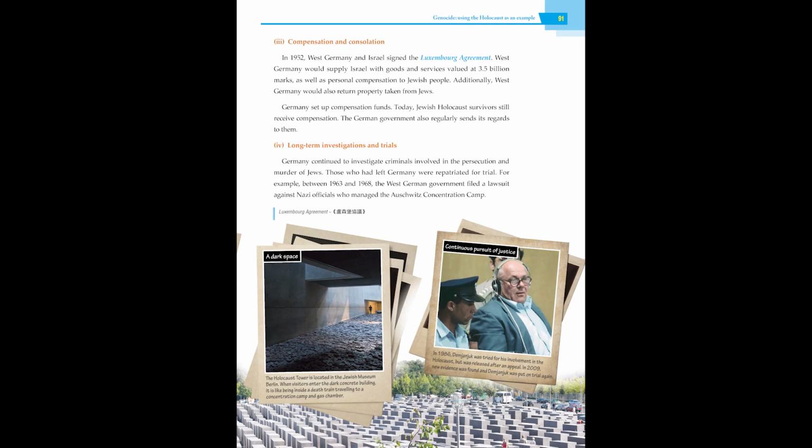The Holocaust Tower is located in the Jewish Museum, Berlin. When visitors enter the dark concrete building, it is like being inside a death train traveling to a concentration camp and gas chamber. Continuous pursuit of justice. In 1986, Demjanjuk was tried for his involvement in the Holocaust, but was released after an appeal. In 2009, new evidence was found and Demjanjuk was put on trial again.